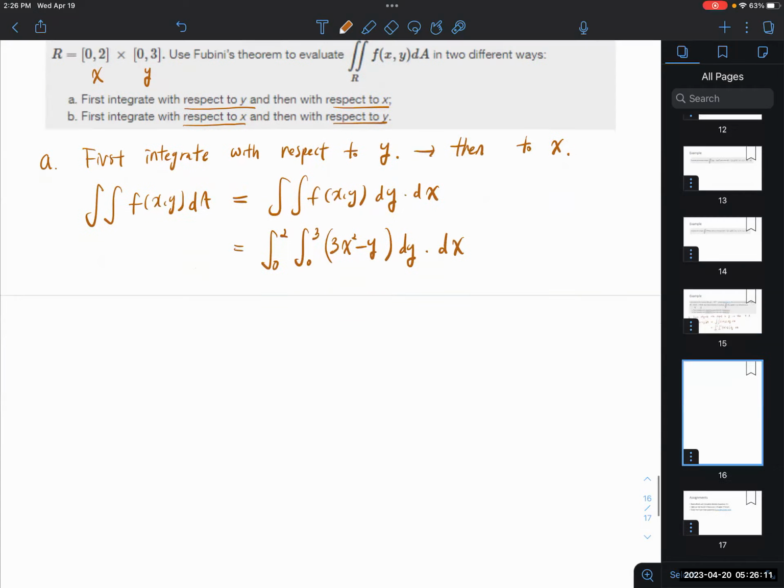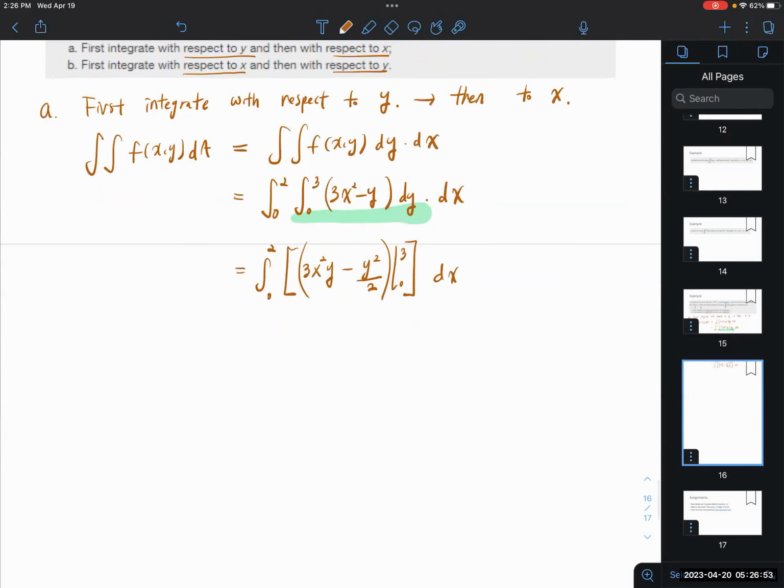Are you following? So we're going to do the inside work first. So this is the dx. I'm going to take the integral, so we know what to do. You're taking the integral with respect to the y variable, am I correct? So we are increasing one y. So this is going to be 3x squared times y, x is a constant, and then minus y squared over 2. And then this is from 0 to 3. Are we okay with that?